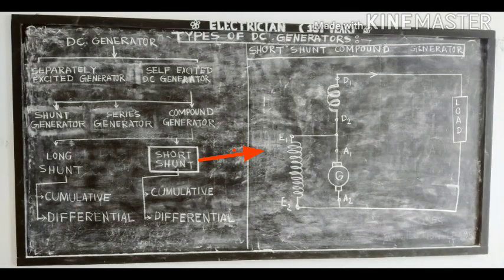Next, here shown the circuit diagram of short shunt compound generator. In this generator, the series field and armature are connected in series, but the shunt field winding is connected in parallel only with the armature.